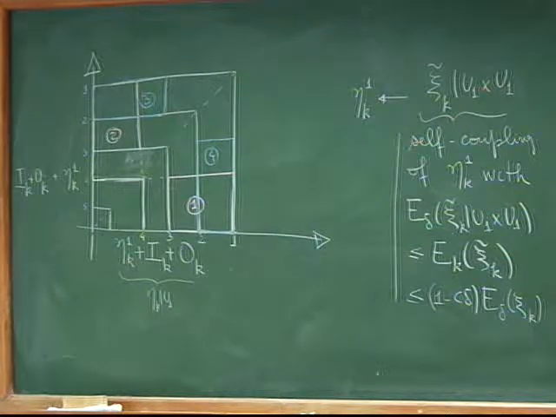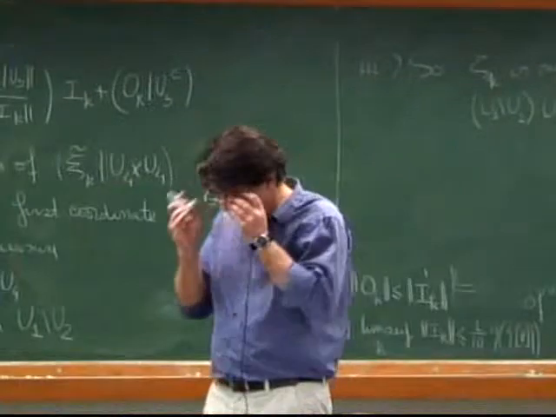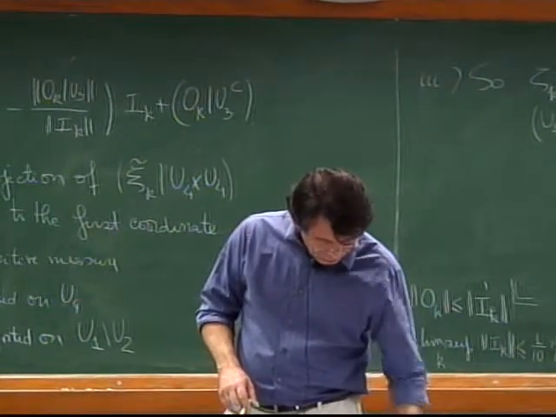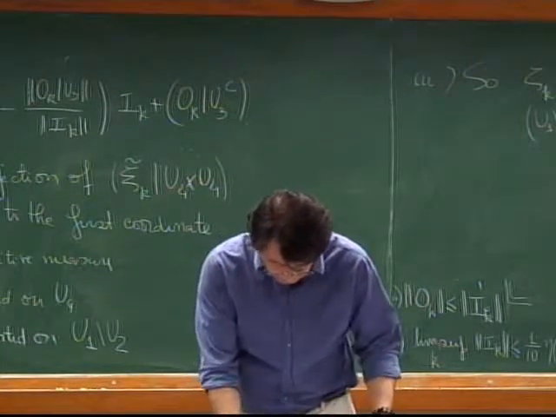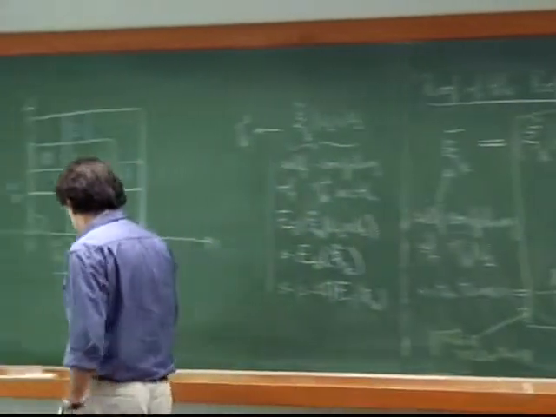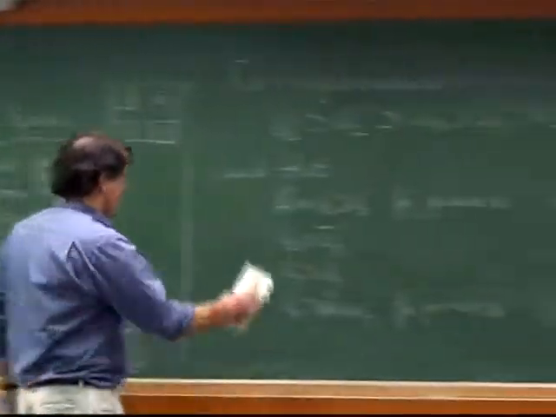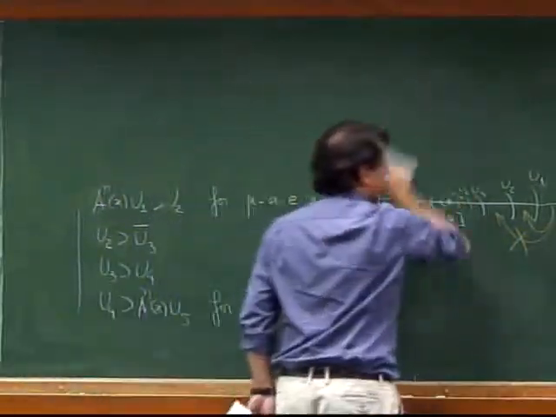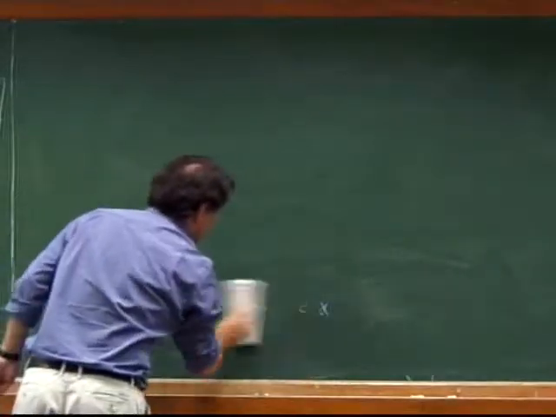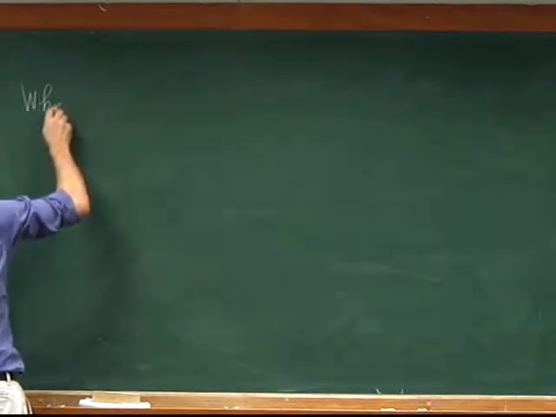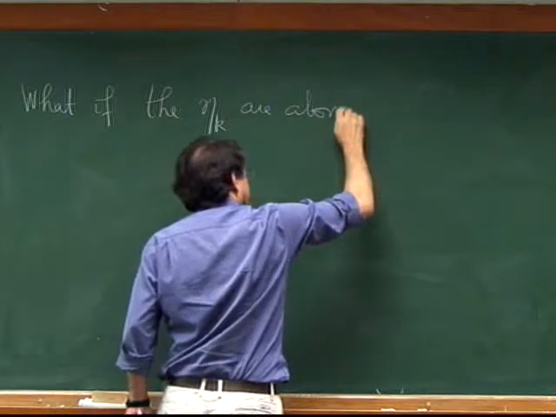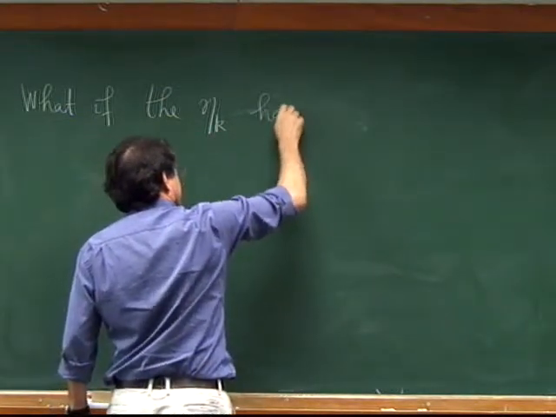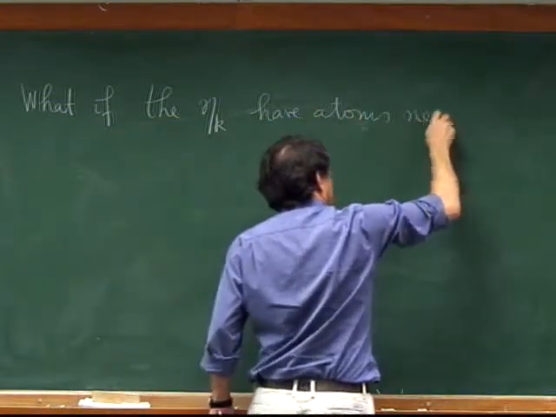Okay. There are more details, but I think this is all I'm going to say about the proof of the proposition, because it really covers the essential points. So to finish, I want to talk about the only missing part of the proof, which is: what if the ηk are atomic? Have atoms near V.